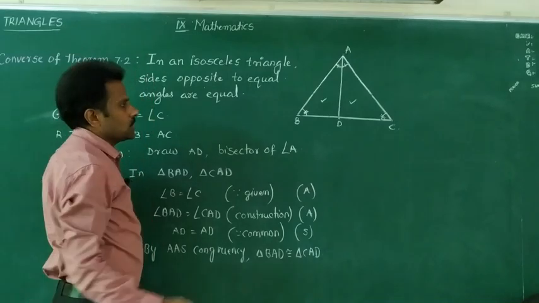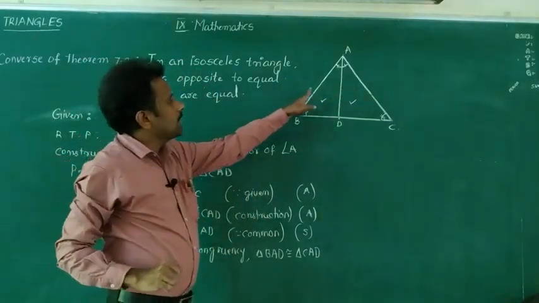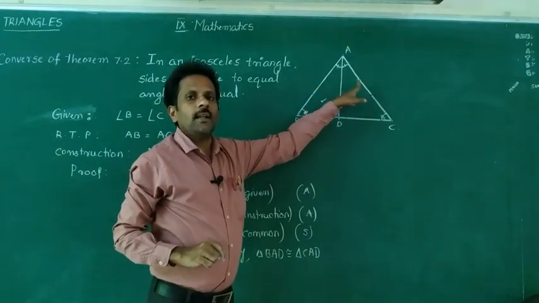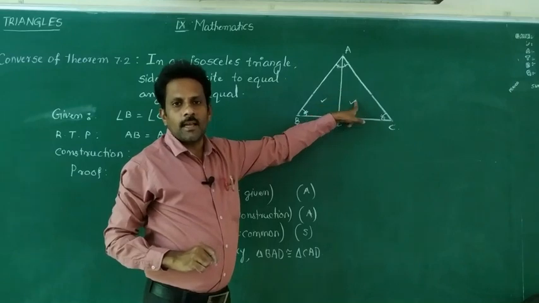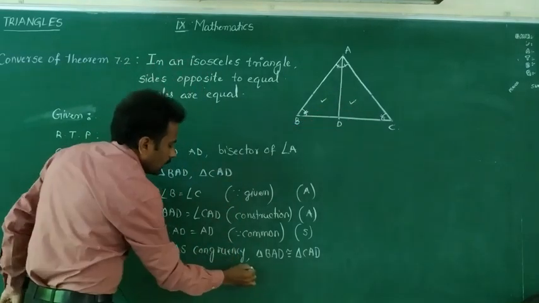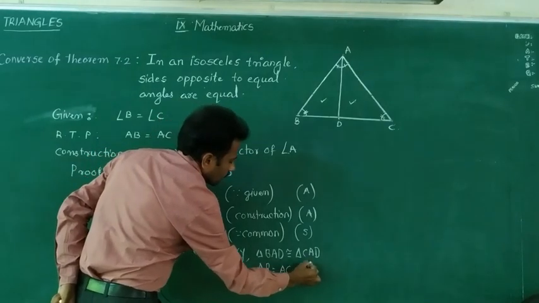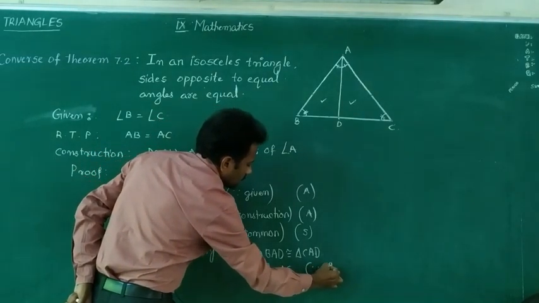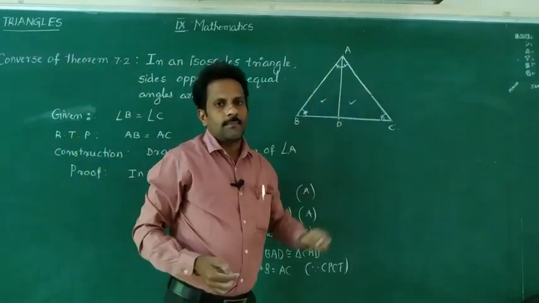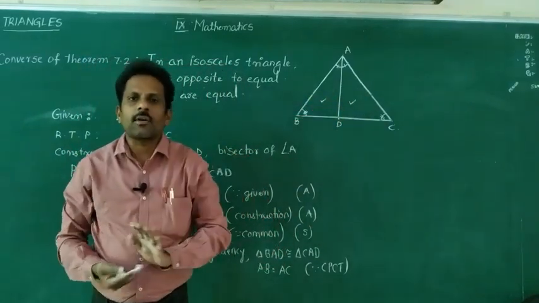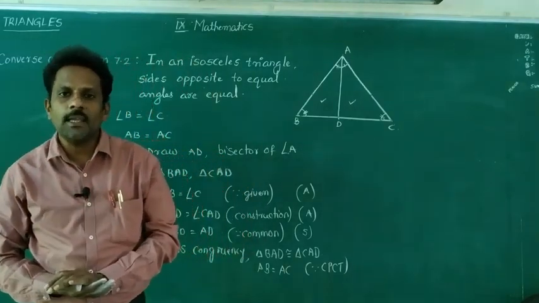Thereby we can show that AB and AC are equal. Why? Because AB and AC are the corresponding parts of congruent triangles. Already we proved that they are congruent. Therefore AB equals AC. What is the reason? Because of CPCT, corresponding parts of congruent triangles. Once the two triangles are congruent, all the remaining corresponding parts have to be equal.